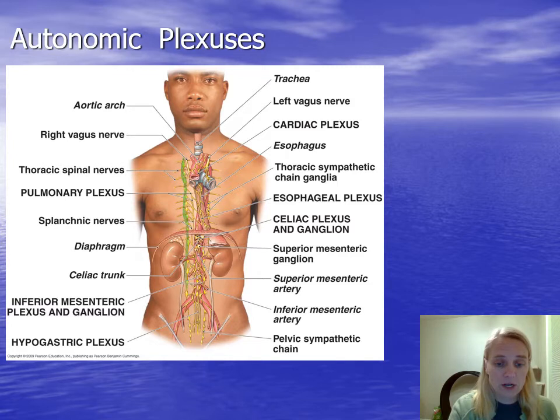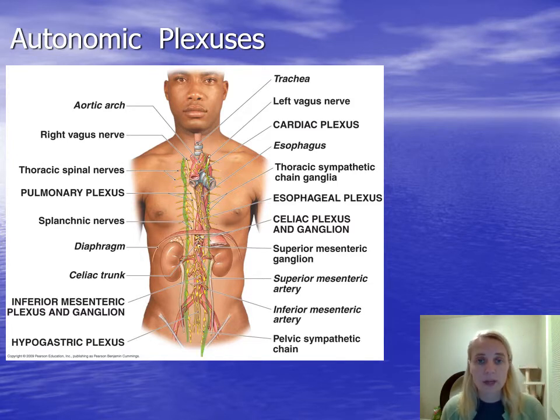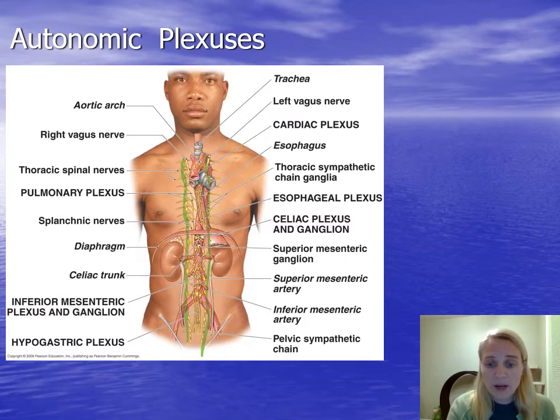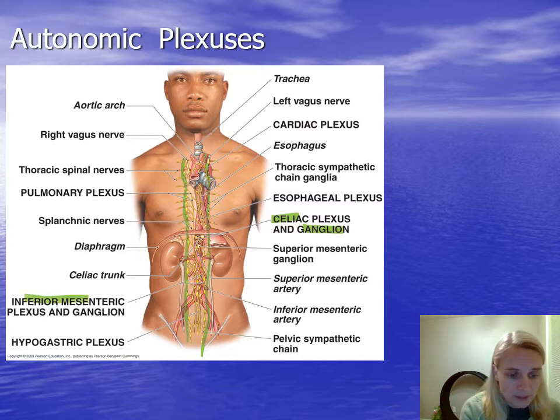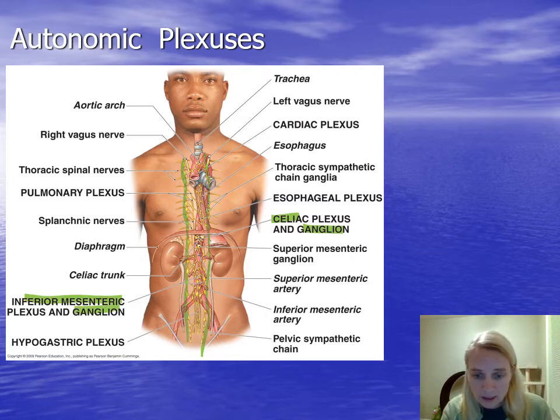So the sympathetic chain goes all the way down both sides on either side of the spinal cord. So at every level of the spinal cord, there's going to be that bulge of the cell bodies where the preganglionic neuron synapses with the postganglionic neuron. So that was one of our locations of synapsing between pre and post in the sympathetic division. Here we have our celiac ganglion, our inferior mesenteric ganglion, and our superior mesenteric ganglion.